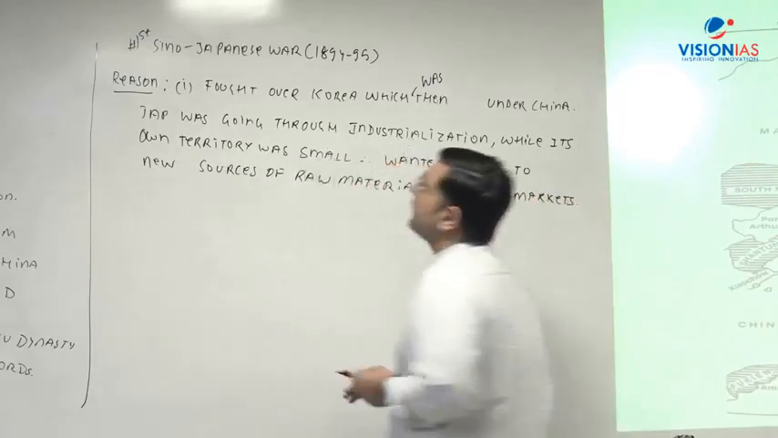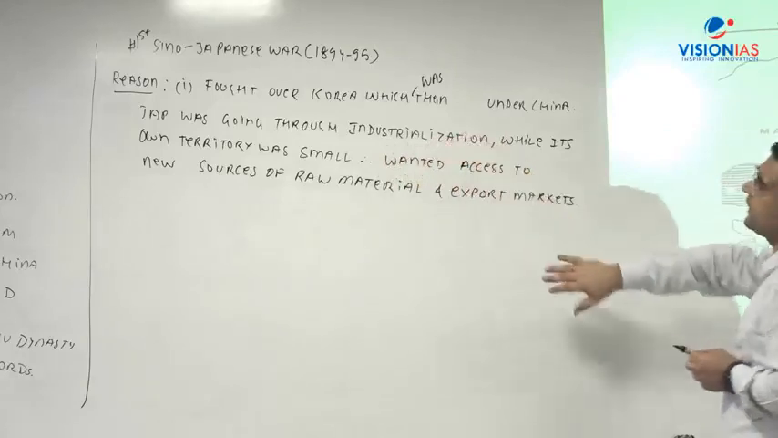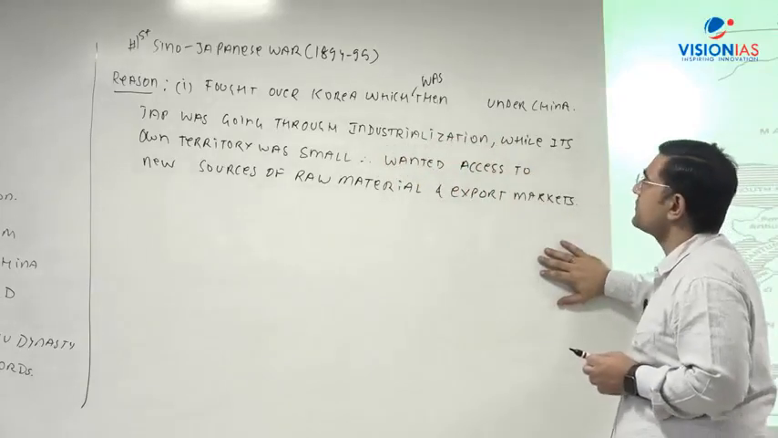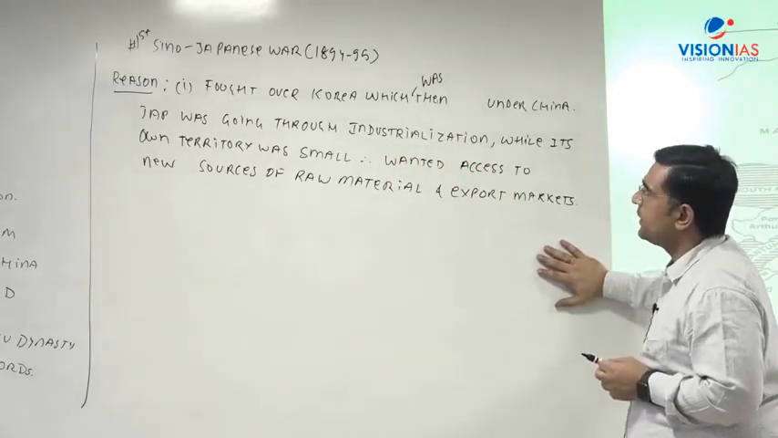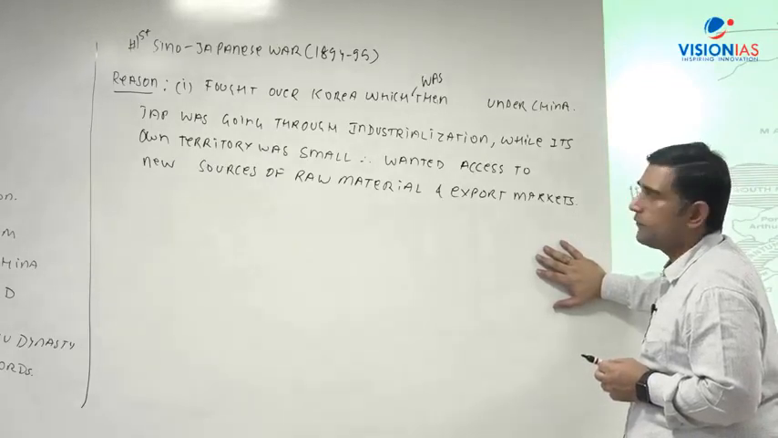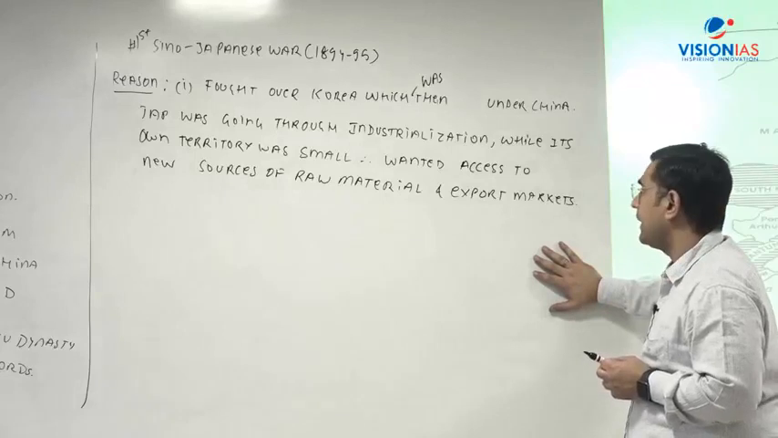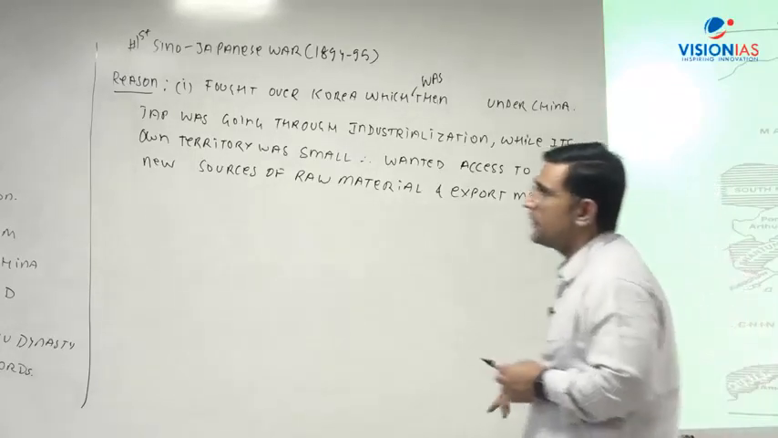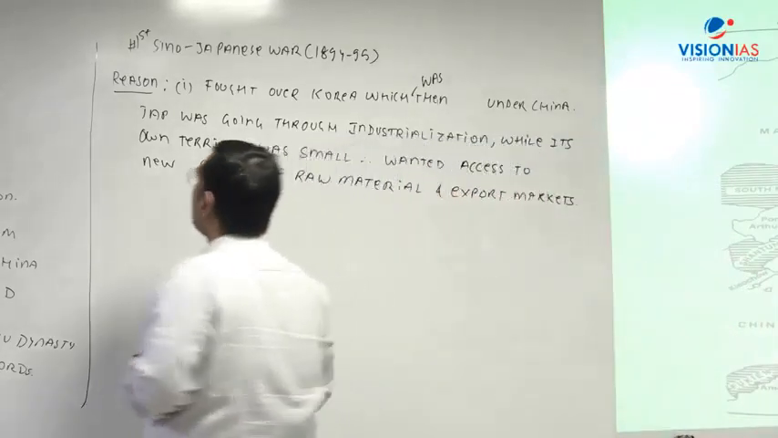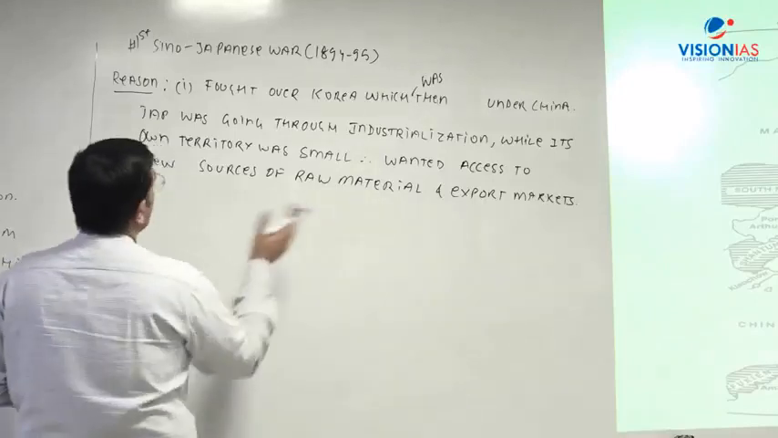So what we have written? We have written this first Sino-Japanese war, it was fought over Korea, which was then under China. Japan was going through industrialization while its own territory was small. Therefore, it wanted access to new sources of raw material and export markets, right? So this part we have discussed, the importance of the industrial revolution, in the last class. So therefore, this is how things are going on.